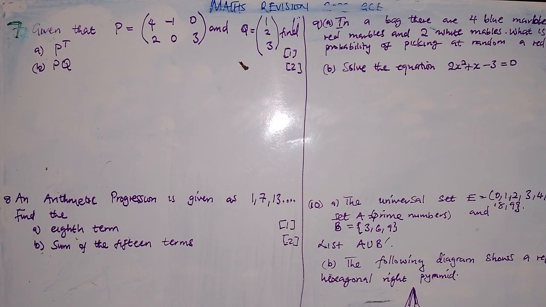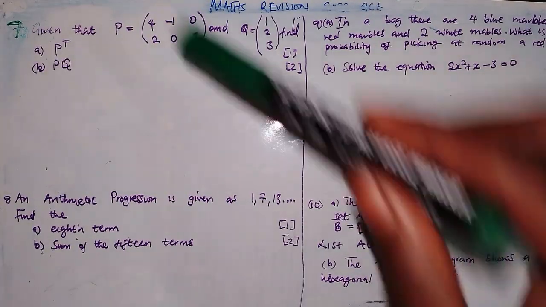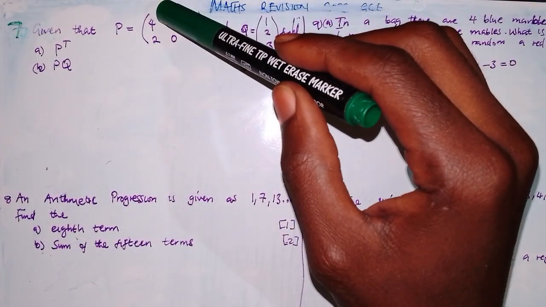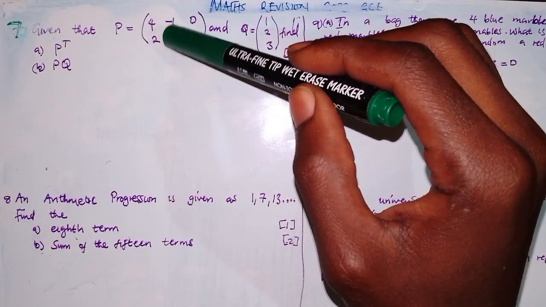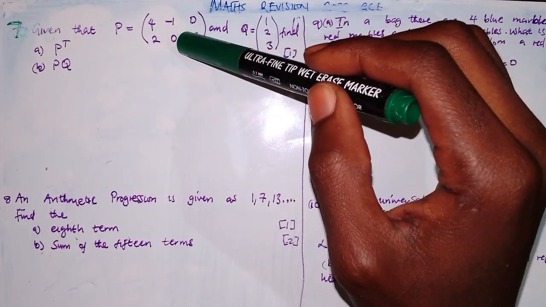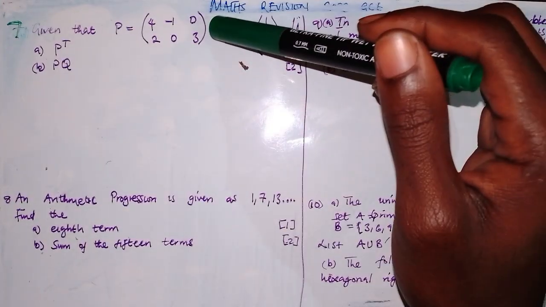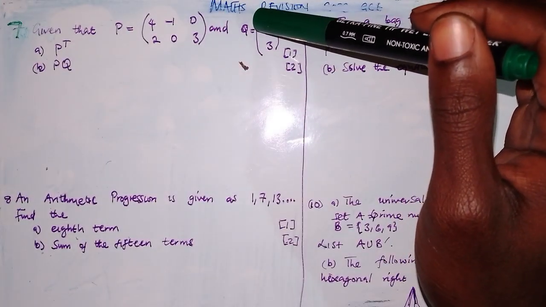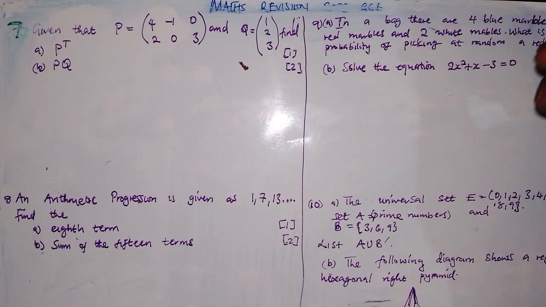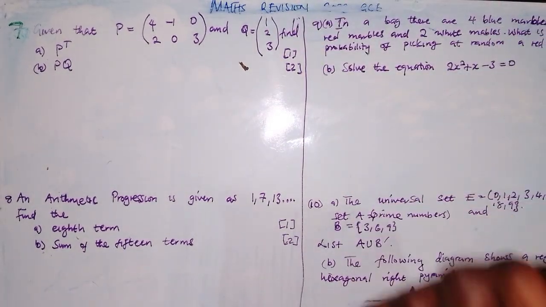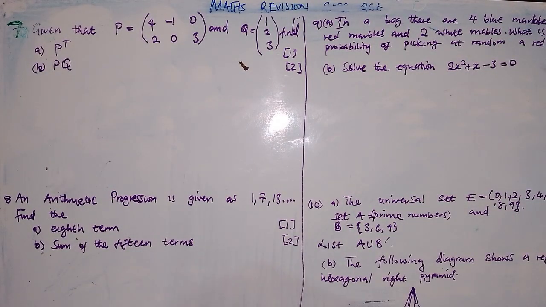So to begin, our first question is saying, given that matrix P is equals to 4, 2, -1, 0, 0, 3, and matrix Q is 1, 2, 3. The first thing is find the transpose.